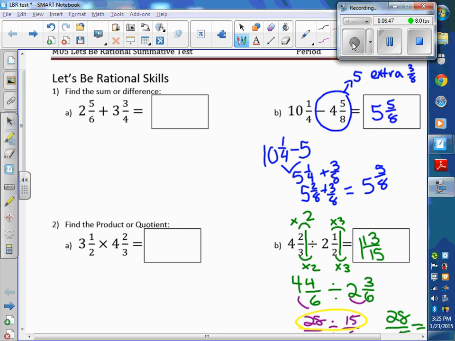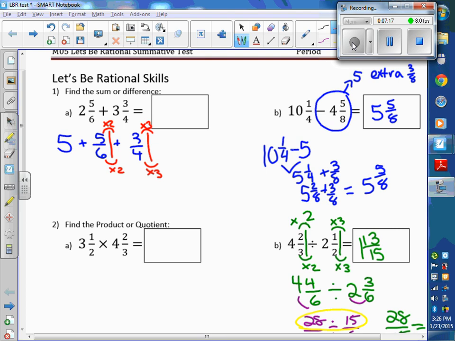Okay, 1A. I think the easiest way to do this is add the whole parts first. So 2 plus 3 makes 5. And then add the 5/6 and the 3/4. So get 12ths. Common denominator 12. Does that make sense? So double here, and then times by 3. So work that for a minute.